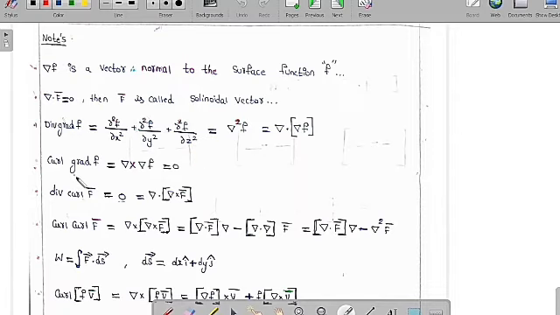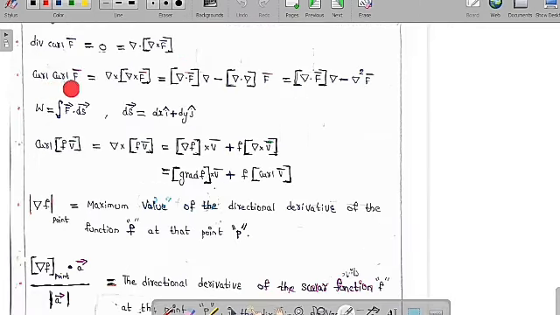There are two important relations. First we learned the gradient, then divergence, and then curl. The curl of the gradient of any scalar function is always equal to 0, and the divergence of the curl of any vector function is always equal to 0, meaning del dot of del cross f bar is always equal to 0. No matter what the scalar function or vector function is, these properties are always satisfied. We call these the null identities.